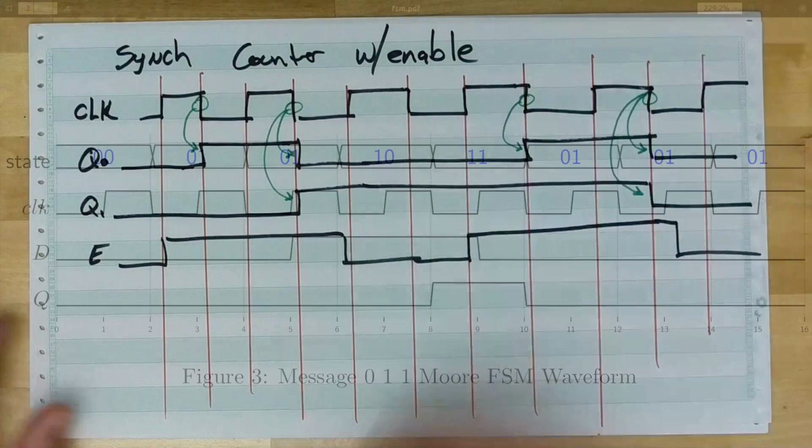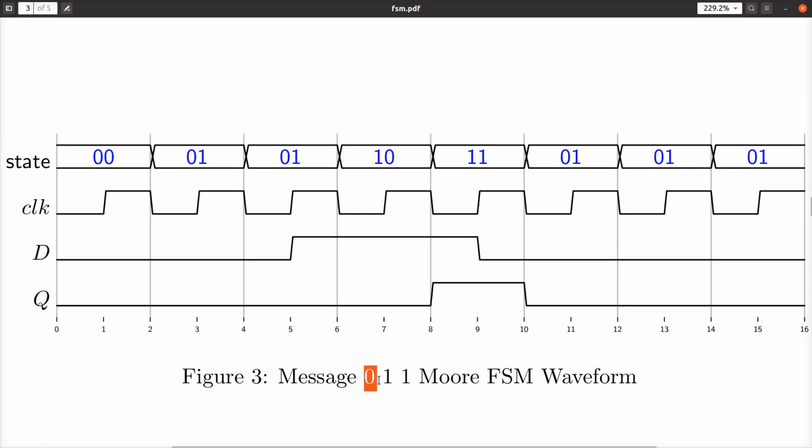enable. Let's jump around a little bit to understand what it means to recognize a message before we design a circuit that does it, all right? Let's get all on the same base here. What does it mean to recognize a 0, 1, 1, all right? The implication here is that, in this design, we have a single input whose value is D. We have a single output whose value is Q. Q will become true, which it does right here, at the point in time when the state machine recognizes that D has delivered a message whose value is 0, 1, 1.